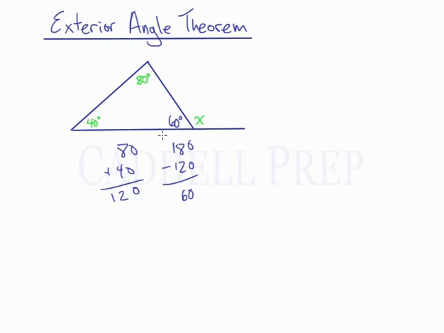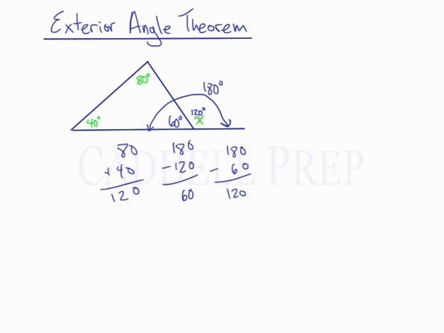Okay, now this exterior angle is formed by extending this side of the triangle to make this straight line. And this whole thing has to equal 180 degrees because it's a straight line. So we could find this angle by doing 180 minus 60. And we'll get 120. So x is 120 degrees.